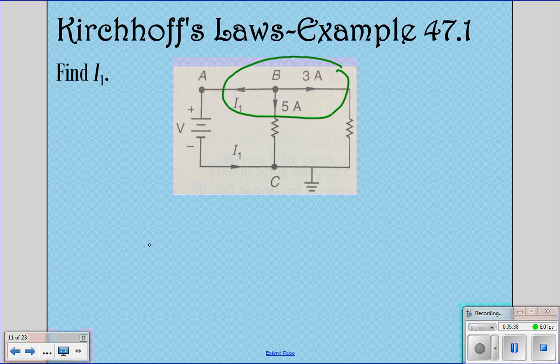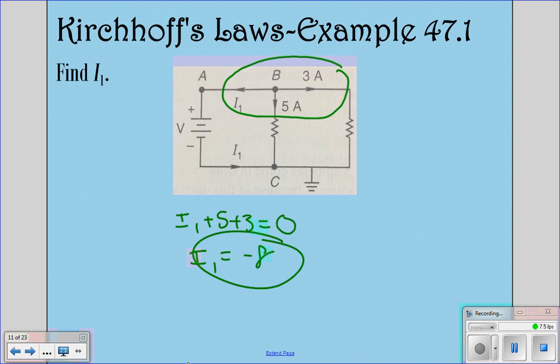And so since they're all going out, we can say I sub 1 plus 5 plus 3 has to equal 0. Because if they're all leaving, they have to equal 0. So that means that I sub 1 equals negative 8. And so that would be your answer there.